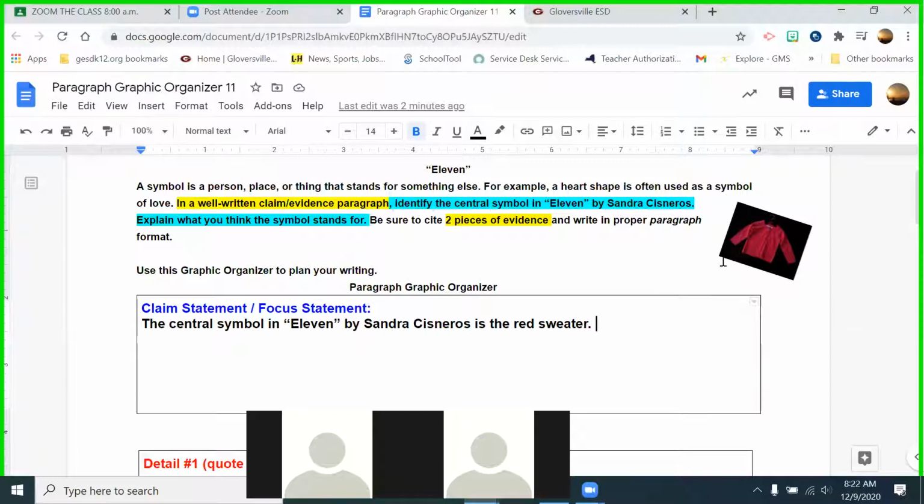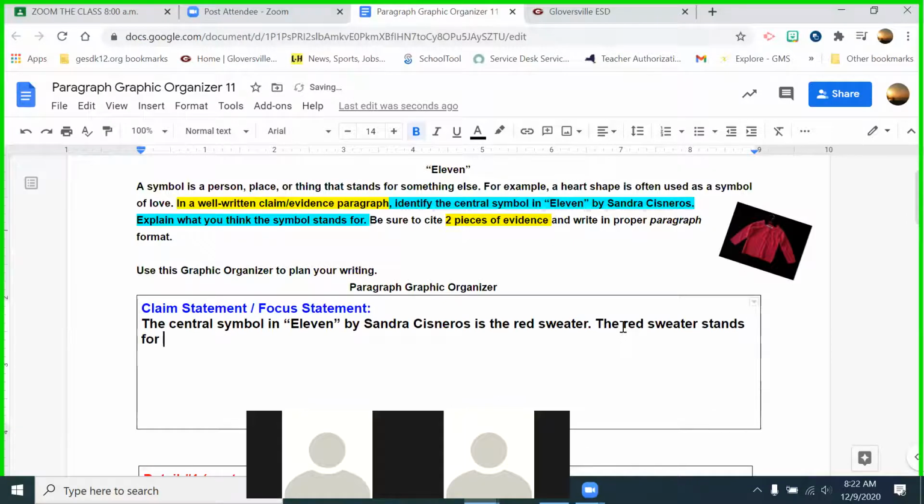So now we need to take this part up here and turn this around. What do you think the symbol stands for? So I'm going to start with, instead of the symbol stands for, I know what the symbol is, so I could say the sweater or the red sweater. The red sweater stands for whose feelings? What's her name? Rachel. Thank you, Carl. Rachel's feelings. And what are her feelings throughout the story?